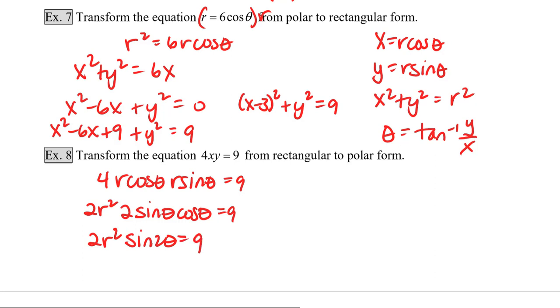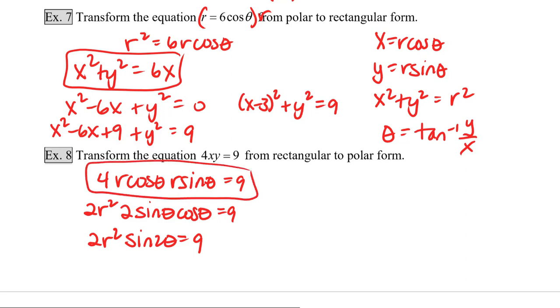I just need to remind you though, with example 7 and example 8, as soon as you eliminate x and y or r and theta, depending on which direction you're going to, you can be done. So this could have been our final answer for example 7, and this could have been our final answer for example 8.